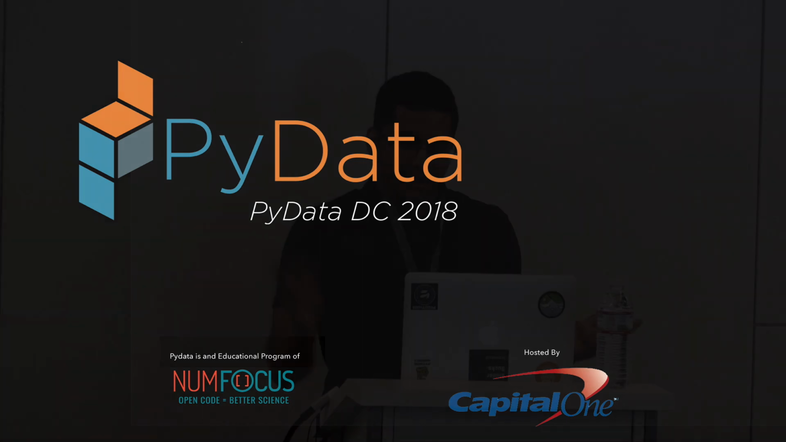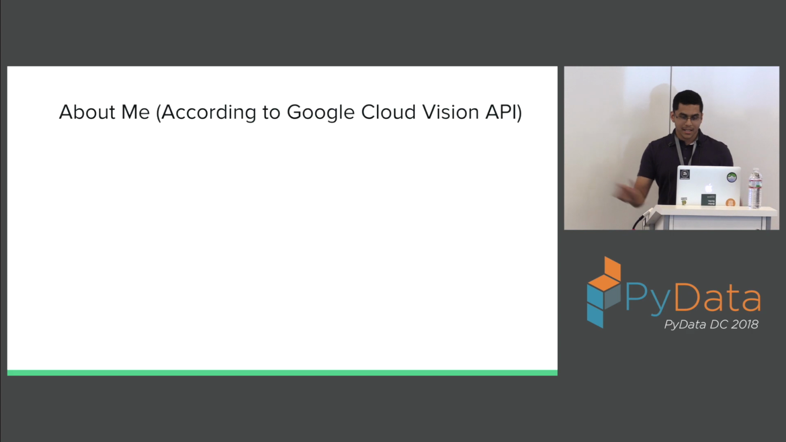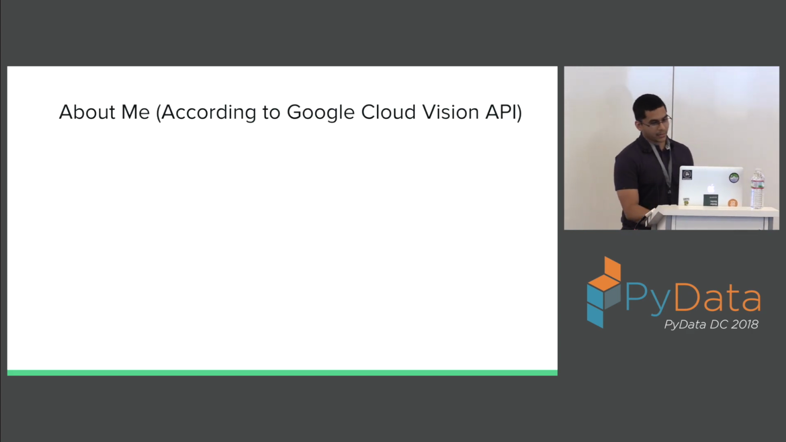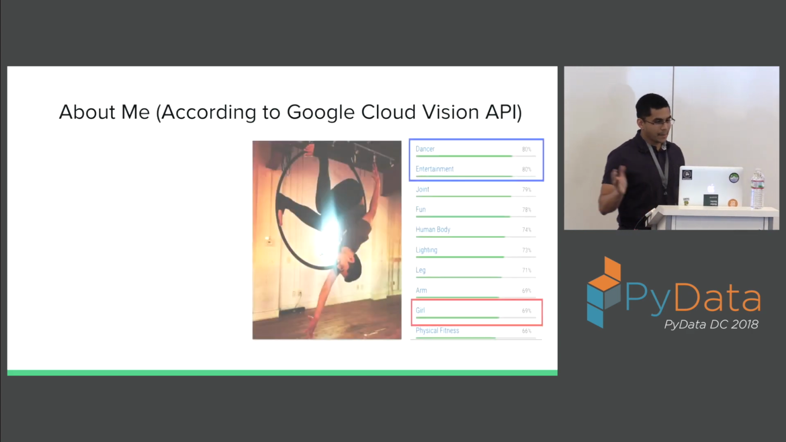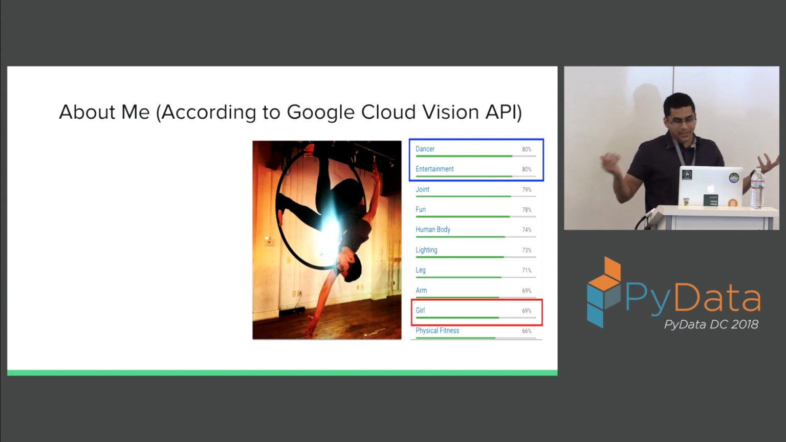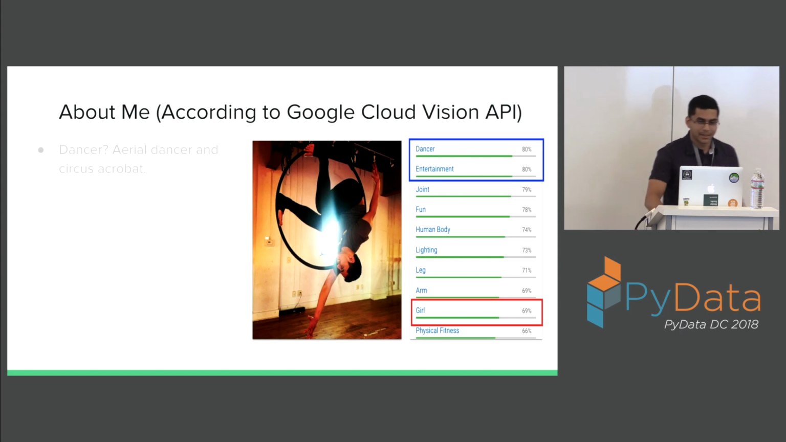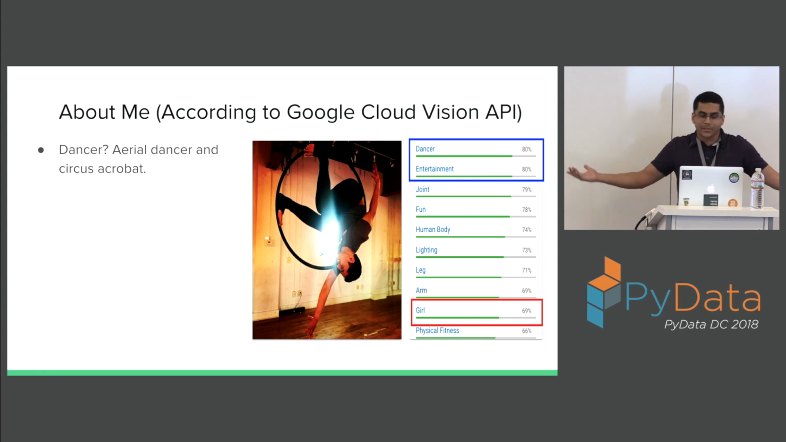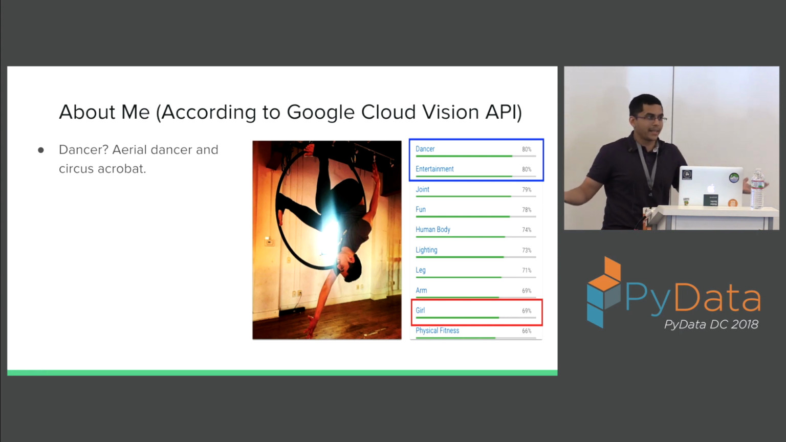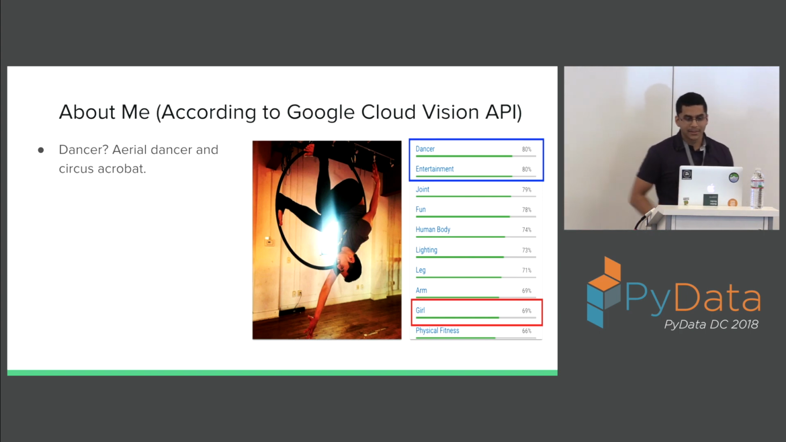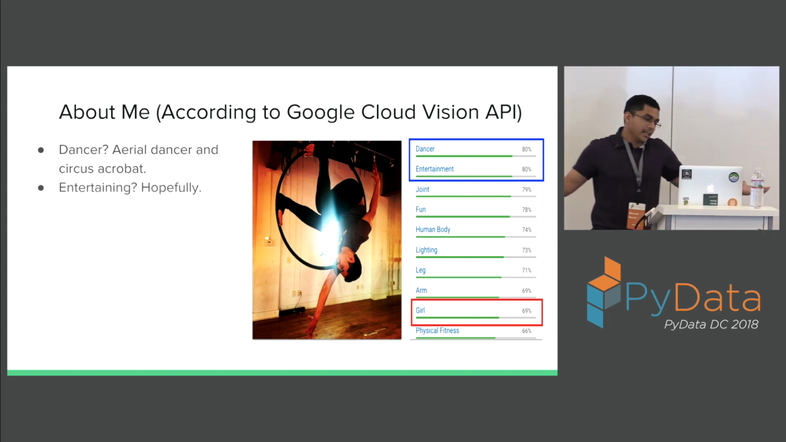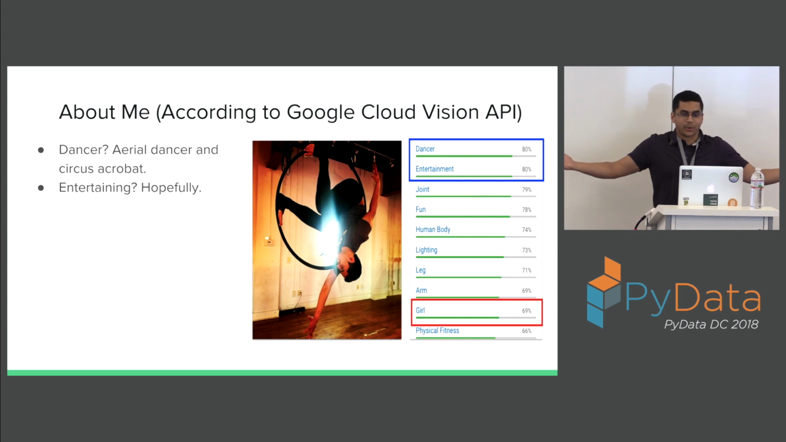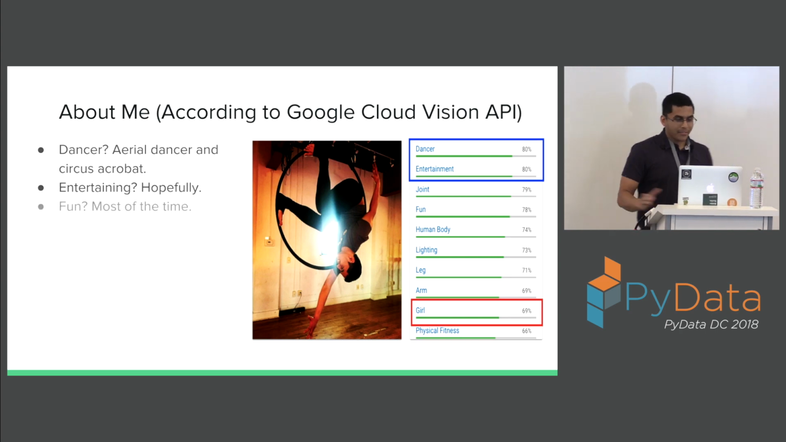So, a quick about me, according to the Google Cloud Vision API. I ran a picture of myself through the Vision API, and it said multiple things about me. So let's go through some of those. Dancer, yeah, that's pretty true. I'm an aerial dancer and a circus acrobat. I just moonlight as a data scientist for 40 hours a week. Gotta pay that rent somehow. Am I entertaining? Hopefully, you're stuck in here with me for the next 40 minutes. Am I fun? Most of the time.